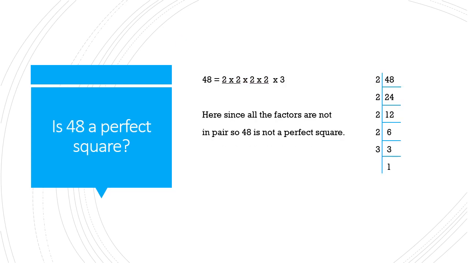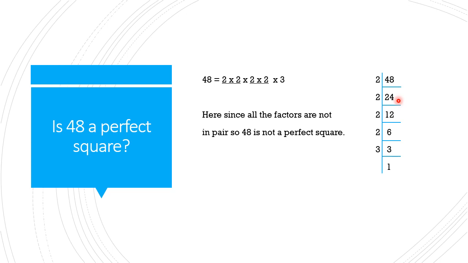Is 48 a perfect square? Okay, for this, first we have to do the prime factorization of 48. So we are getting 48 as 2 into 2 into 2 into 2 into 3. So 2, here we can make pair. Here these two 2's make a pair. And 3, we have only one time. So pairing is not possible. The factor 3 does not come in pair. So the number 48 is not a perfect square.